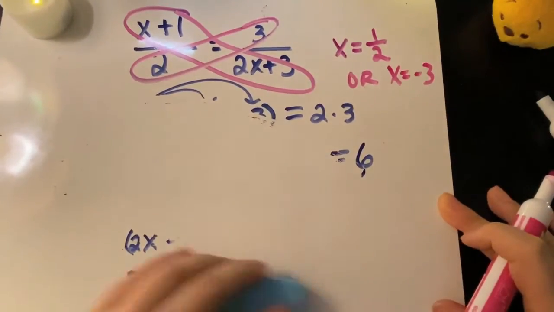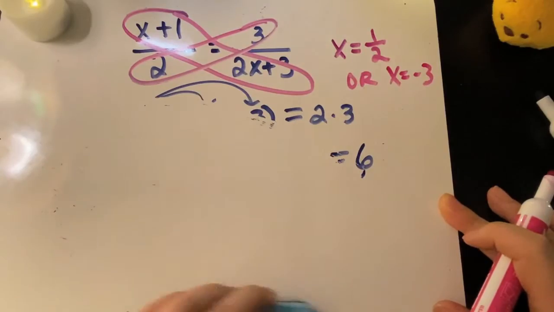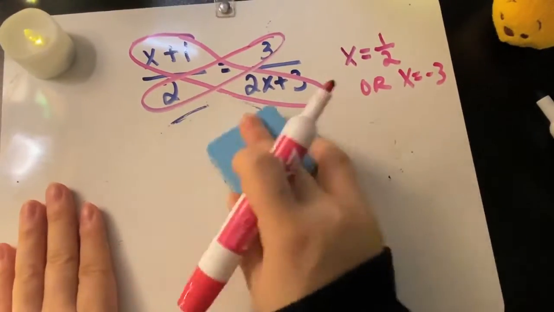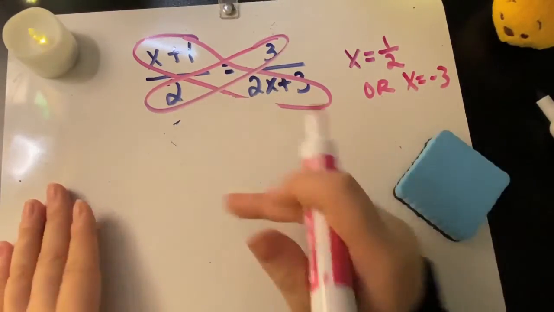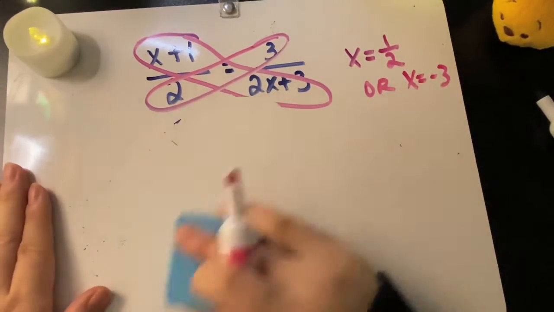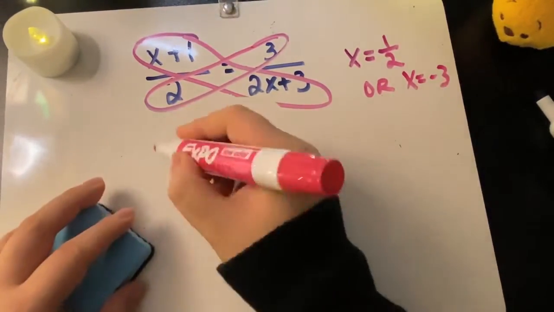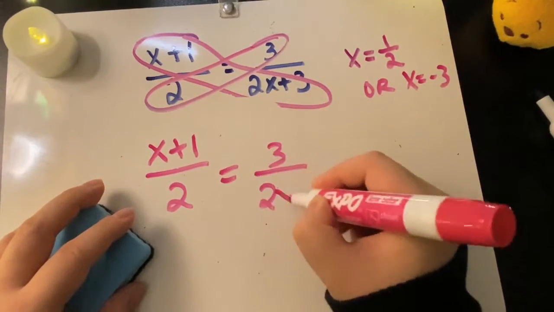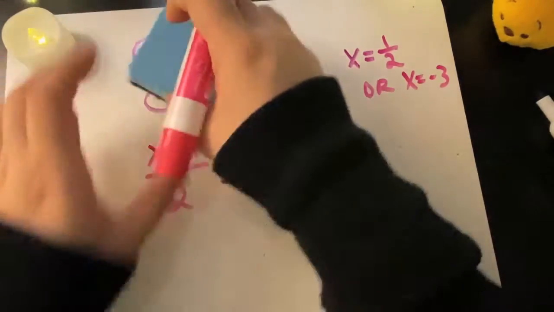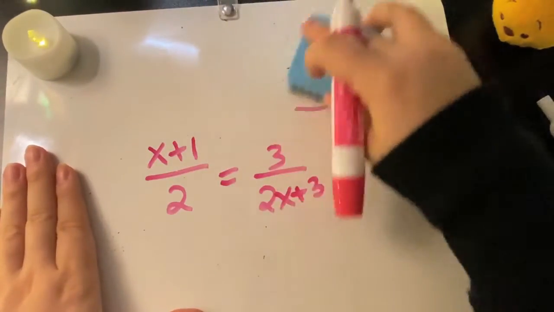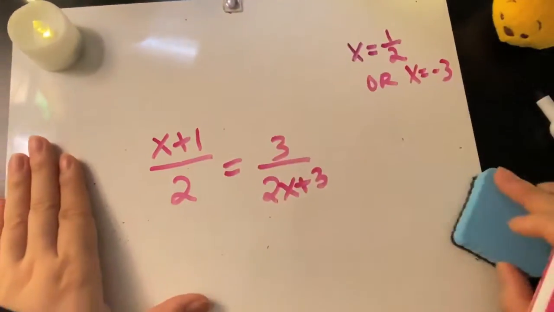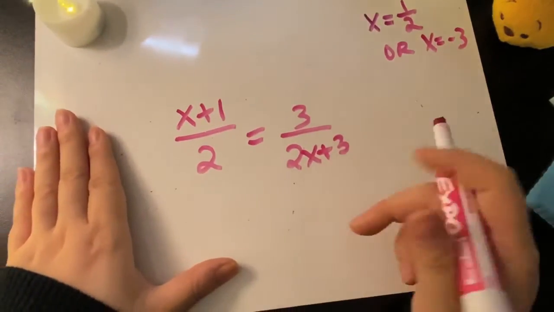So we're just going to check the numbers really quickly, make sure that it's all good with 1/2 and -3. So I'm going to go ahead and copy the question again. Alright, so let's try out 1/2.